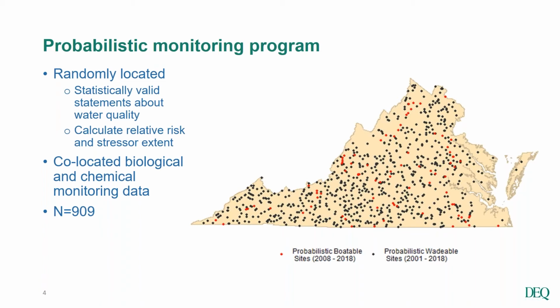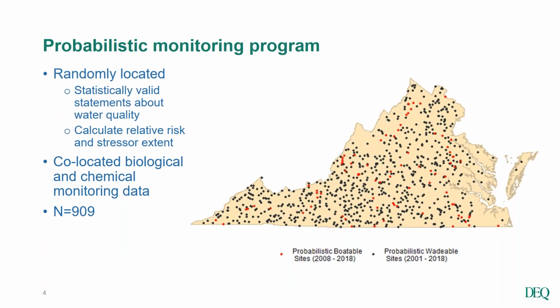So we're not just looking at streams that are impaired or are really high quality reference streams, but we're just looking at everything in between, the good and the bad and the medium. So that allows us to make some broader statements about water quality in Virginia. It also allows us to calculate the relative risk and stressor extent for some of these parameters, and also allows us to do cool things like working with the BCG tool that Dr.